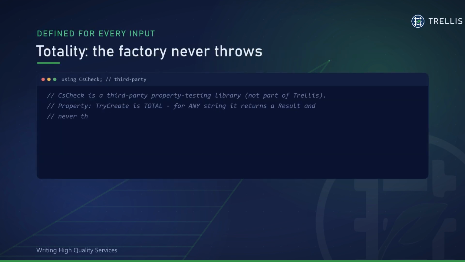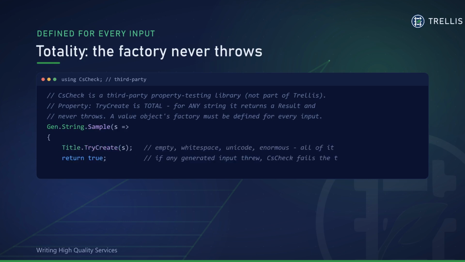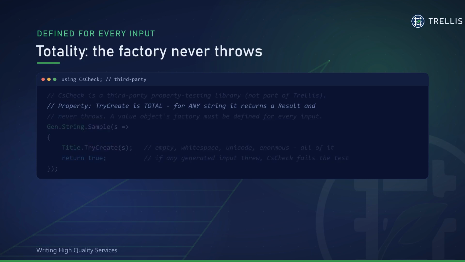Let's prove the most important property of a value object, totality. A factory like TryCreate should be a total function, defined for every possible input, returning a result and never, ever throwing. We bring in CsCheck, a third-party library, not part of Trellis, and we write one property. Generate any string at all, call TryCreate, and simply return true. The point is the call itself.